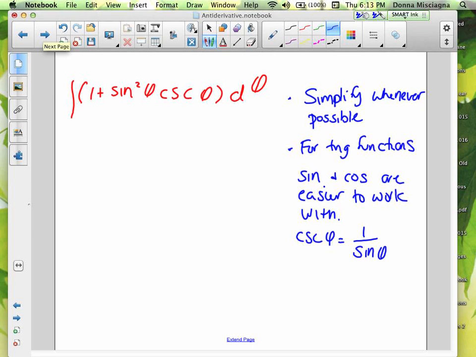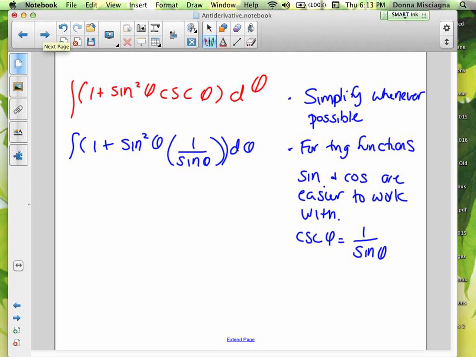And then I only have one function. Okay? Having one function is better than 2 functions. One type of trig is better than 2 types of trigs. All right, so this one would be 1 plus sine squared theta times 1 over sine theta d theta. And we can simplify that. This reduces. Sine squared theta divided by sine theta. Remember, sine squared theta is the same as sine theta all squared.